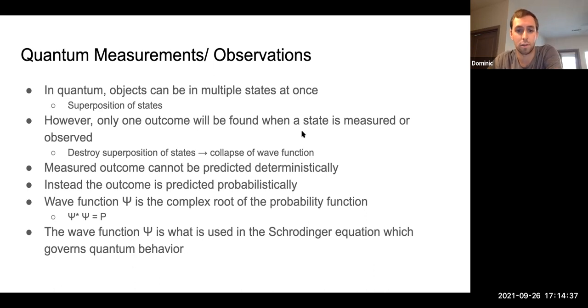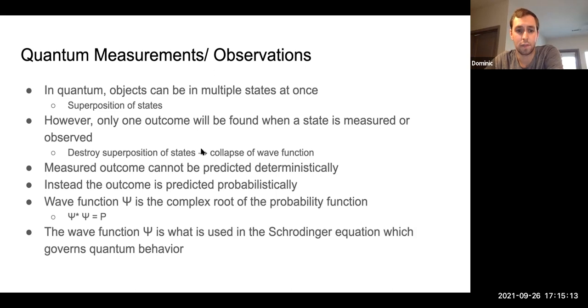So in quantum, objects can be in multiple states at once, kind of, and we call this a superposition of states. However, when you actually go to measure that, you will only ever find one outcome. And it will destroy the superposition of states, which physicists call the collapse of the wave function. I'll talk about that a little more, but that's a term that gets thrown around in physics.